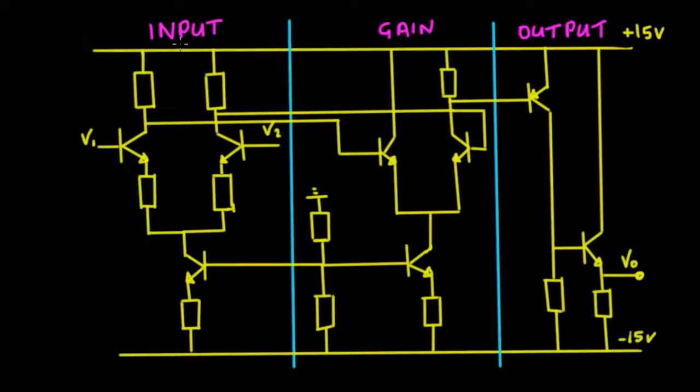So you're going to have an input stage, you're going to have a gain stage, and you're going to have an output stage. So the input stage here is a differential amplifier, so it amplifies the difference between these 2 voltages, V1 and V2.